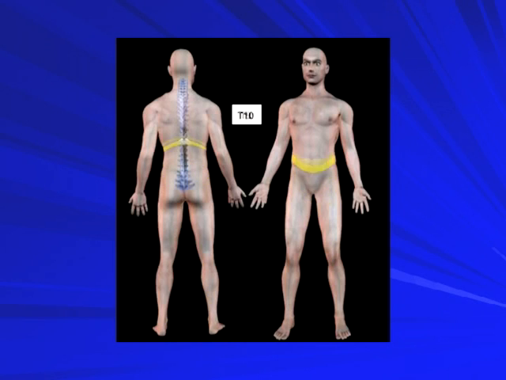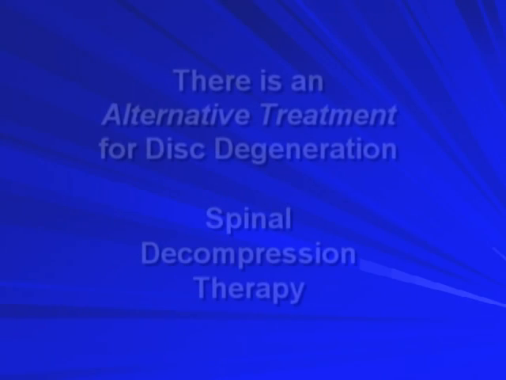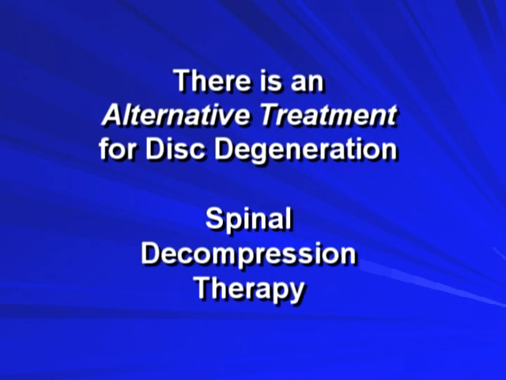A bulging disc in the lower cervical area may cause numbness throughout the arms, hands, and fingers. And finally, a bulging disc in the upper cervical area of your spine may cause numbness and tingling in the neck and head area. Now there's an alternative treatment for disc degeneration without surgery.